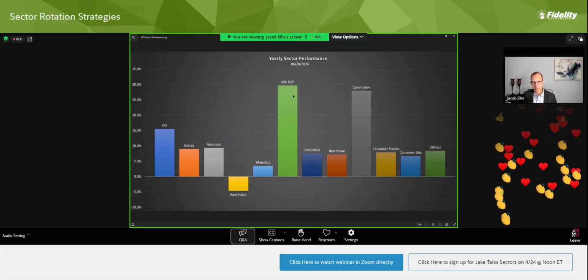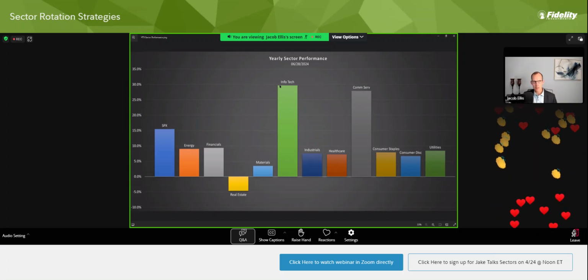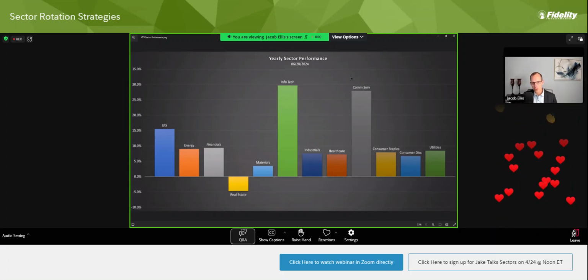But currently, our year-to-date leader is information technology, with communication services not far behind. And the sole laggard here is real estate. Everything else is positive, but maybe not quite as positive as these two standouts.